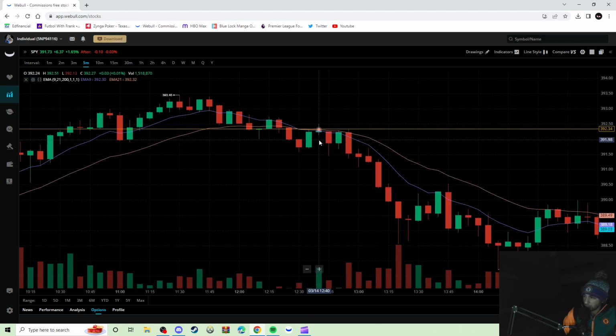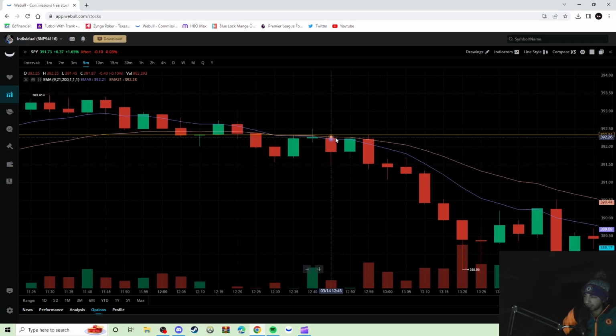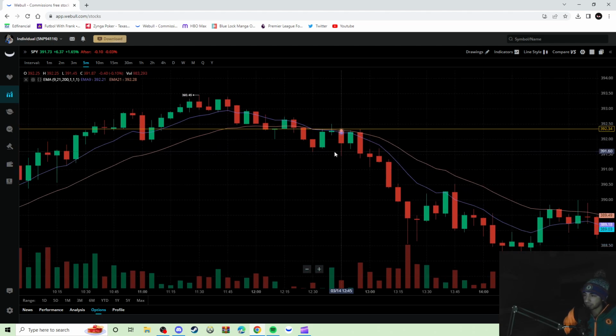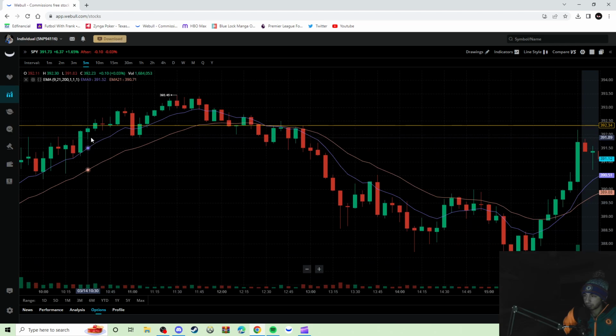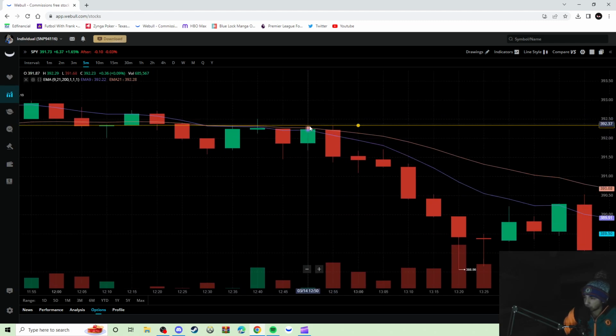And what are we seeing now? We're seeing that it is now a resistance level. Anytime you see a support turned resistance, that could be a good indication to go short. So that's what I did here. I saw a 9 and 21 EMA crossover right here, combined with a former resistance turned support turned back into resistance. So I went short the market here.